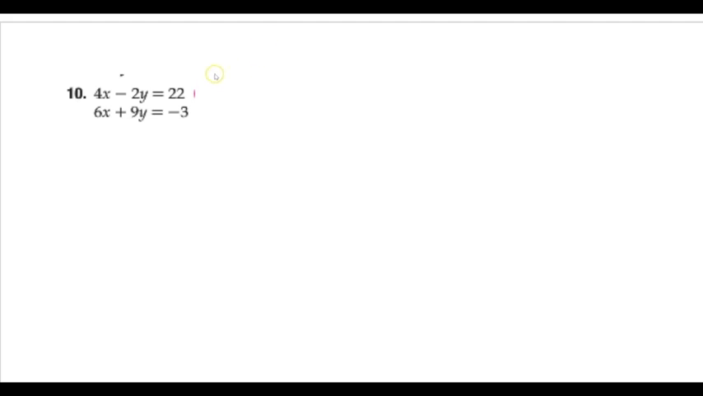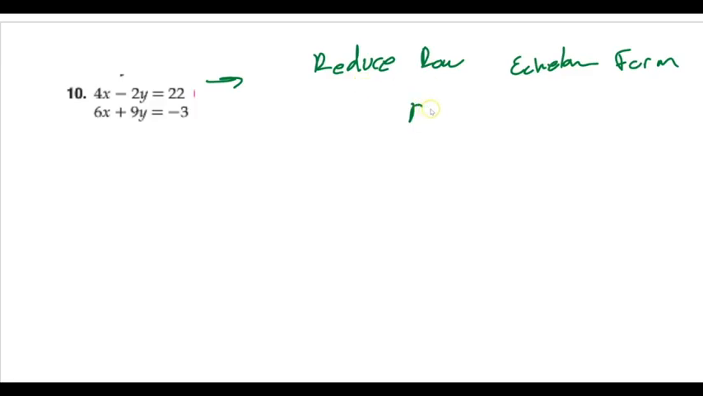Let me show you an even easier way than this one, a faster way. It's something called reduced row echelon form. If you ever take linear algebra, you'll know more about it, but this is the fastest way to solve systems of equations that I know. Another short name for this is RREF.